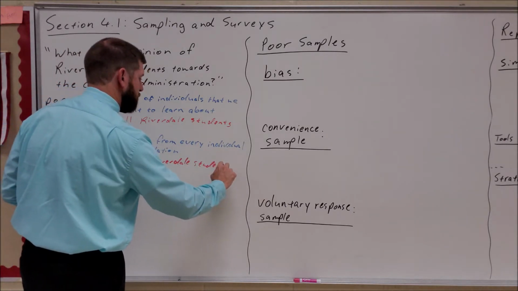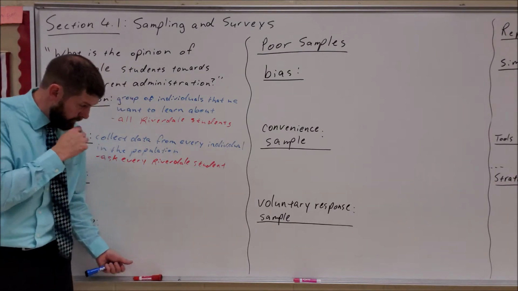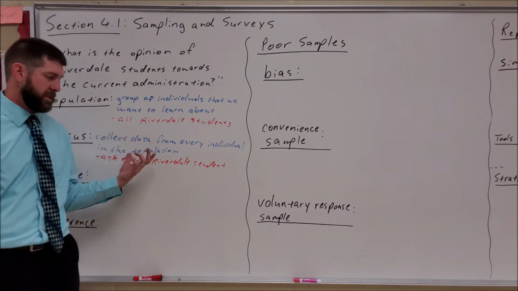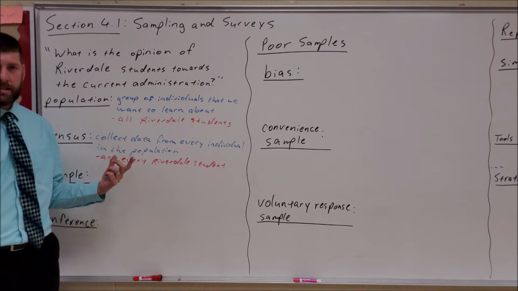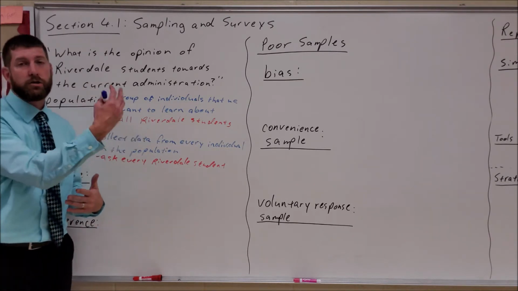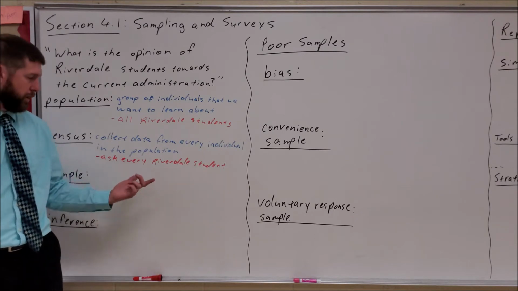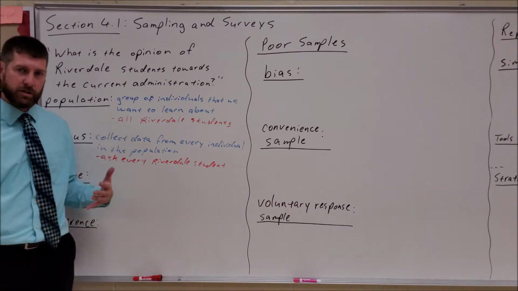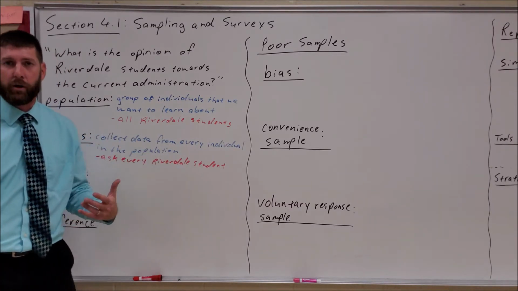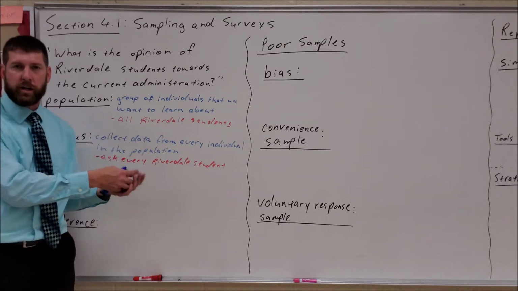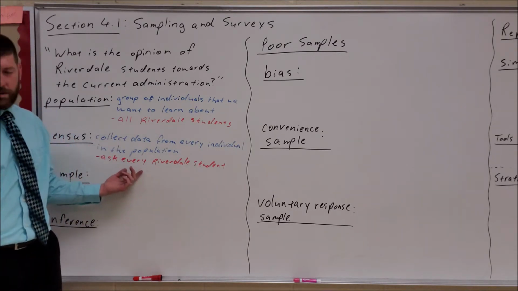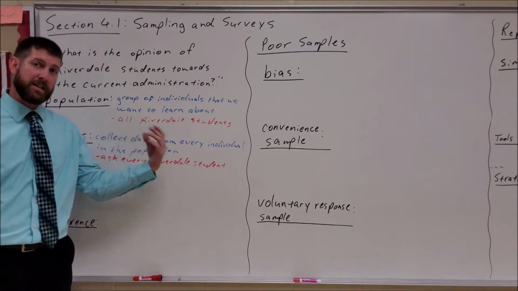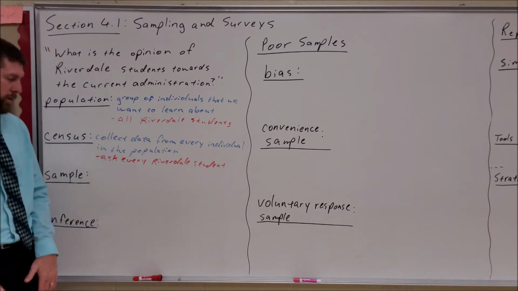Well, that seems like the best thing to do, right? Because we would know exactly the opinion of Riverdale students if we talk to every single one. But as we know, nationally, a census only happens once every 10 years. It's because logistically it's very difficult to get in touch with every single individual in the population, even at a high school. Right now we have in-person learners and distance learners, so how do we get in touch with all of them? There are certain students that are here or not here for various reasons. So just being able to talk to every individual in the population can be problematic. So a census, while it gives us the best idea, is logistically not very reasonable a lot of times.